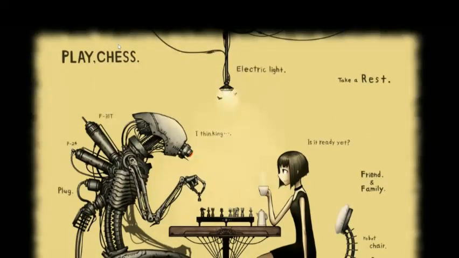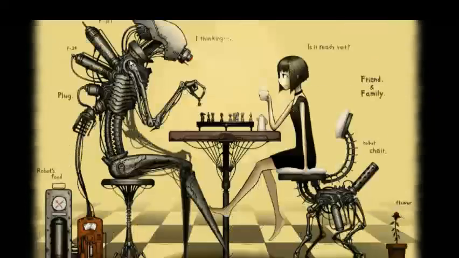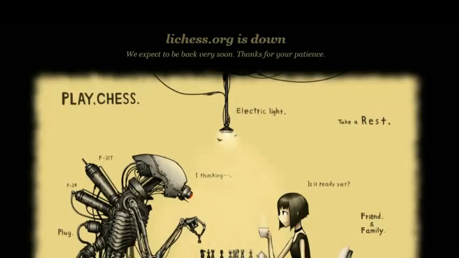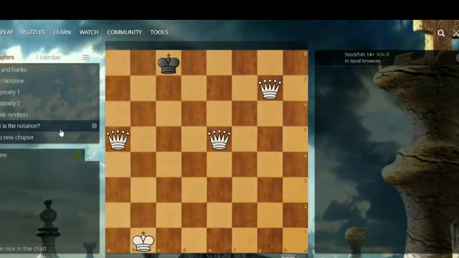The server literally crashed. Wait a minute. Okay, so guys, I think the server got reset. So as you can see, you can just ignore that.